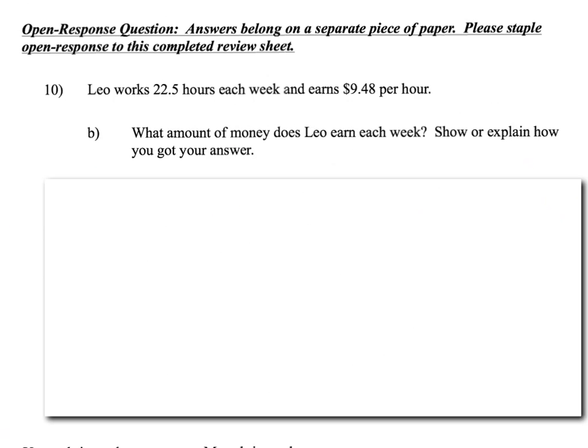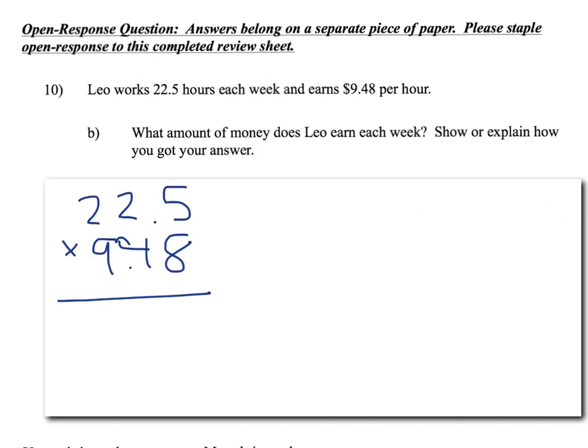All right, the first part, how much money does he make each week? Well, I do know he works 22 and a half hours and earns $9.48 an hour. So I'm going to multiply the number of hours that he works in a week times the amount paid. $9.48. I'm not worrying about decimal points.